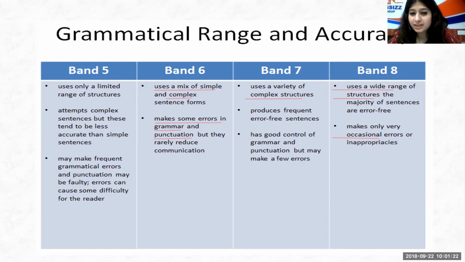If you go to the band 7 one, it says uses a wide variety of complex structures. I will be explaining what simple sentences, compound sentences, and complex sentences are in the next slide. So this grammatical range is covered. Meanwhile, I want to go for accuracy. Accuracy simply means that you're making few errors. Now, what are these errors? There are a few errors that I come across on a very regular basis.